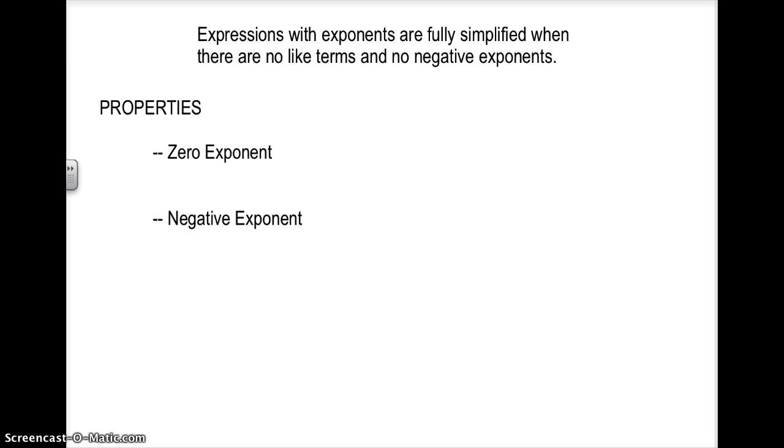A couple properties we need to talk about. Before we get into properties, an expression with an exponent is fully simplified when there are no like terms. Like terms mean that you don't see x squared and x to the third next to each other. Bad. No negative exponents. Bad. So we're going to talk about how to simplify things.